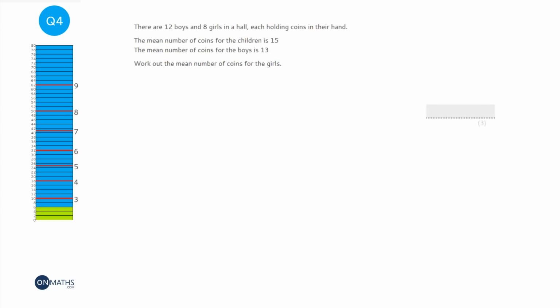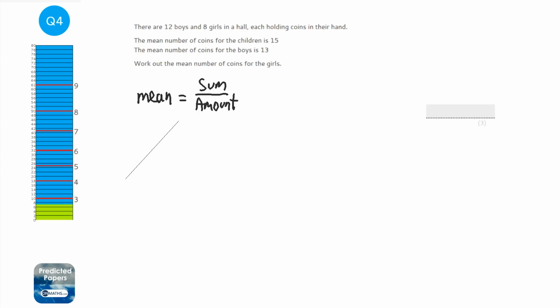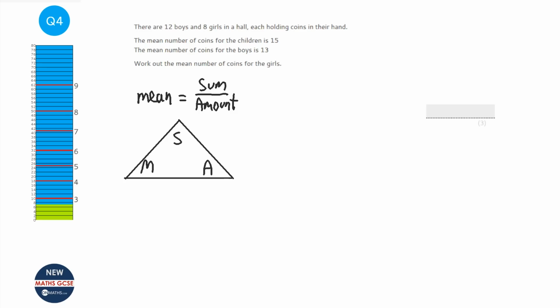Okay, first thing to realise with this question is how you calculate the mean. The mean is the sum of all the values over the amount of the values. Now this actually creates a triangle, just like the speed, distance, time triangle. Works in the same way. So we have mean here, we have the sum at the top and the amount at the bottom. So we normally do the sum divided by the amount, but actually with this question we need to go the other way. And we need to work out the sum or the amount or whatever.